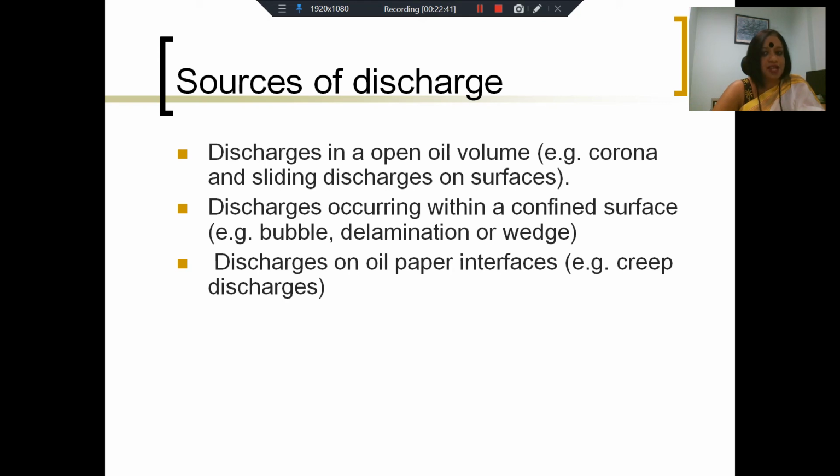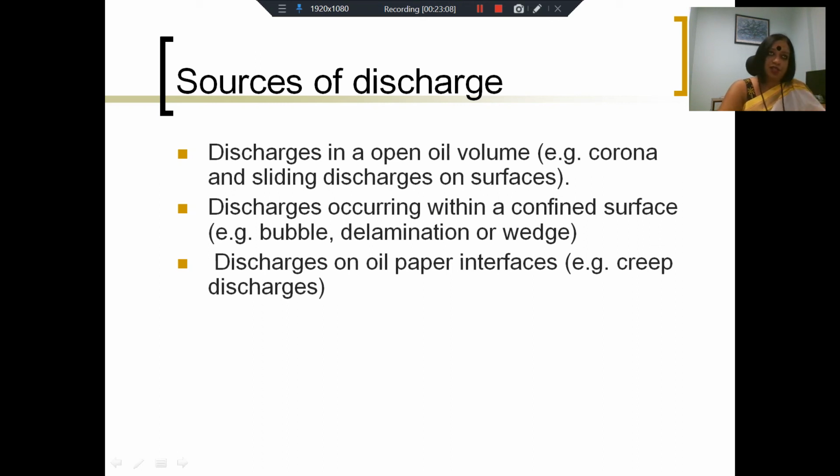So discharges can happen in the open oil. For example, inside the oil, there might be some protrusions from the windings. There might be corona discharges happening from protrusions. There might be sliding discharges on the surfaces. So this is when the discharge is happening in the oil, and in the oil there will be pressure waves traveling through the oil to the metal enclosure. But the problem is discharge may occur within a confined space.